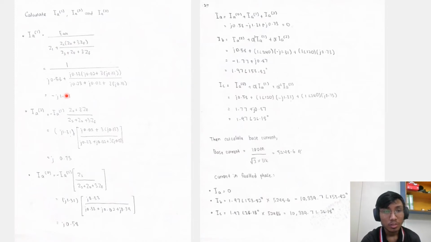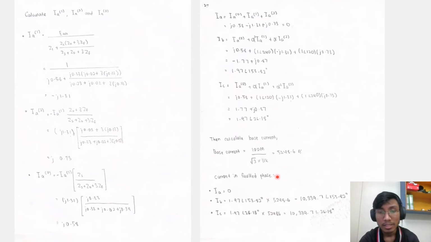From the answers IA1, IA2, and IA0, we sum them to obtain IA, which is 0. Then we use this formula for IB and IC and plug in all the values to obtain them. The magnitude of IB and IC will be the same, but the phase angle will be different. Then we calculate the base current using the S base divided by square root of 3 multiplied by the V base, which gives 5248.6 ampere.